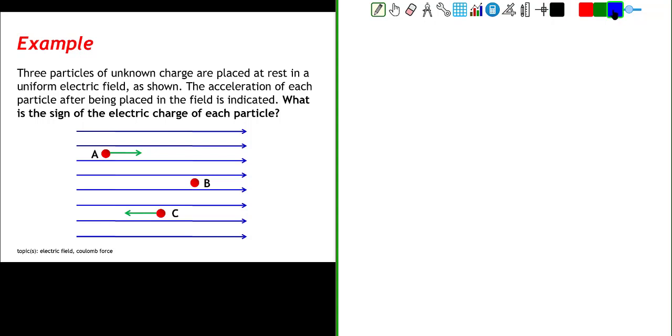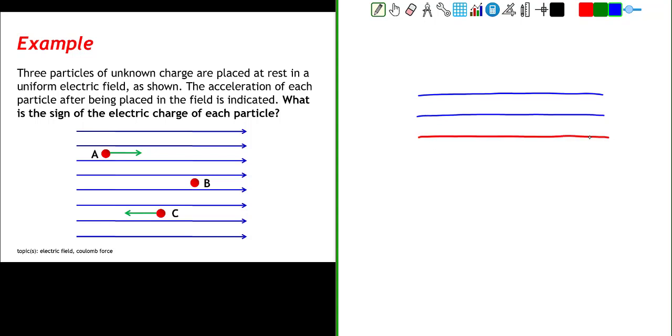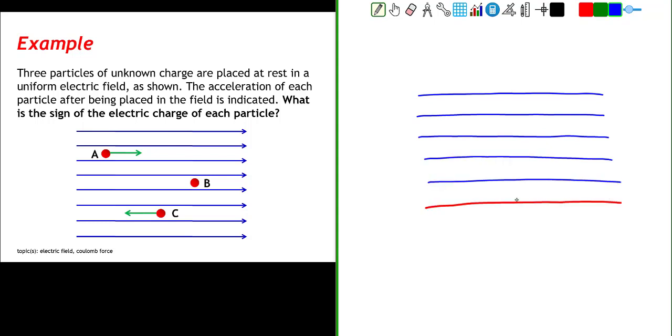Let's sketch this picture ourselves. Here we see that we have a uniform electric field. What we mean by uniform is the electric field is constant. What reveals the fact that the electric field is constant in magnitude and constant in direction is the fact that these field lines are all parallel and equally spaced.